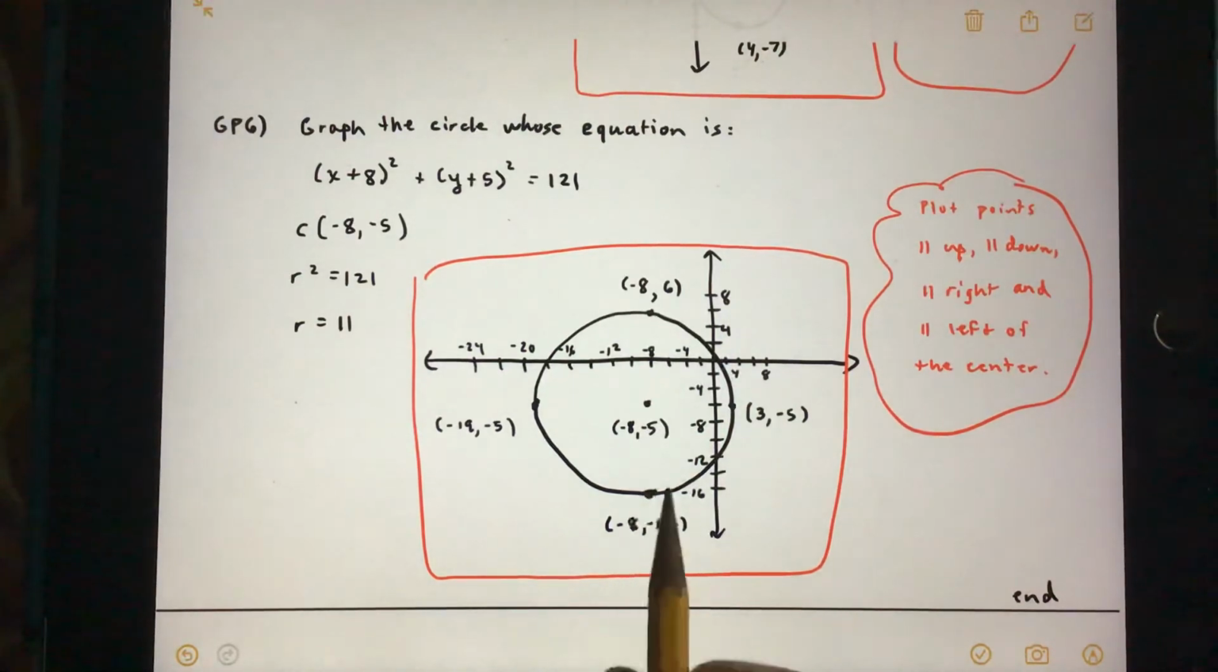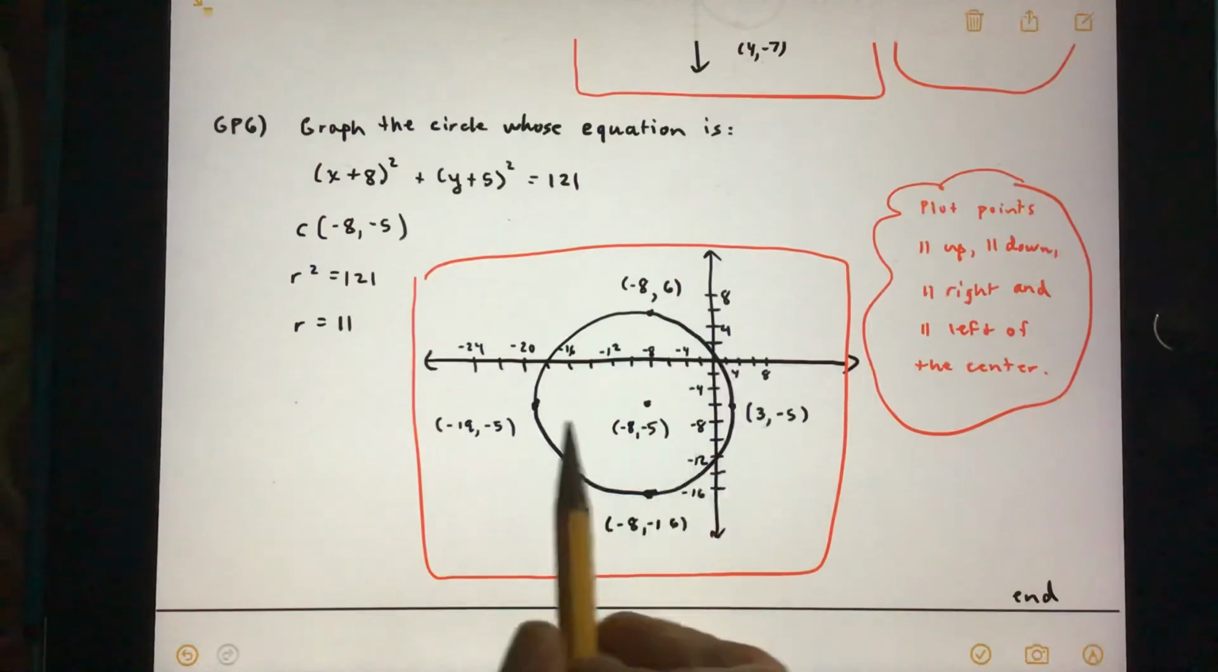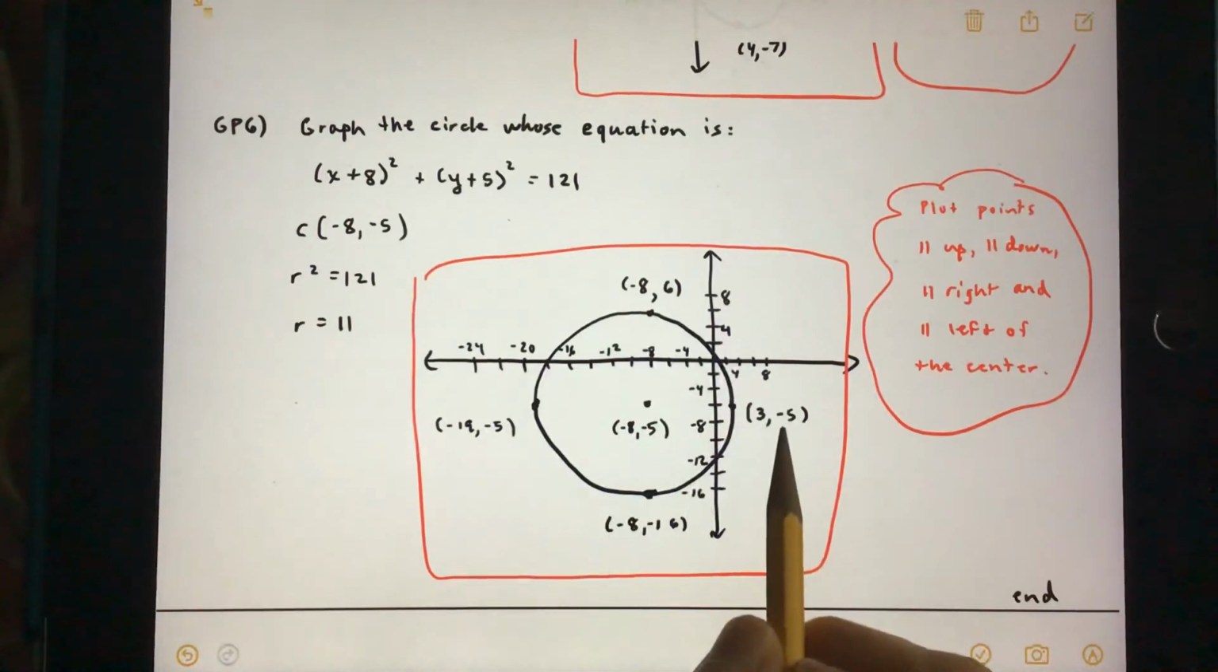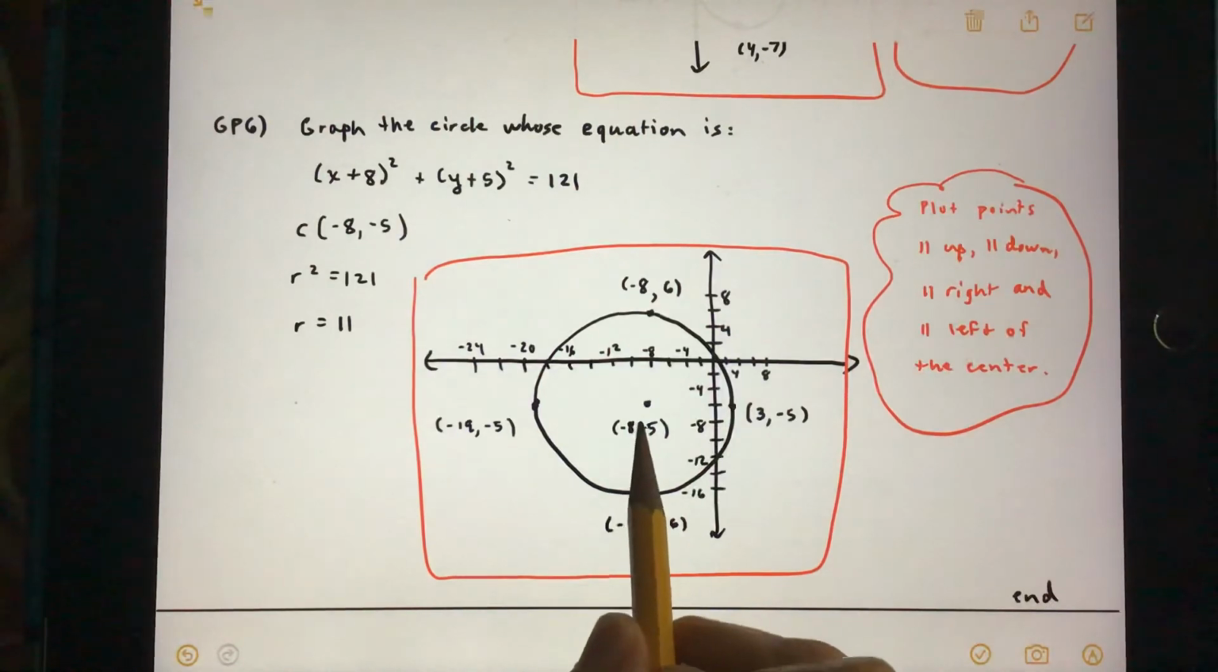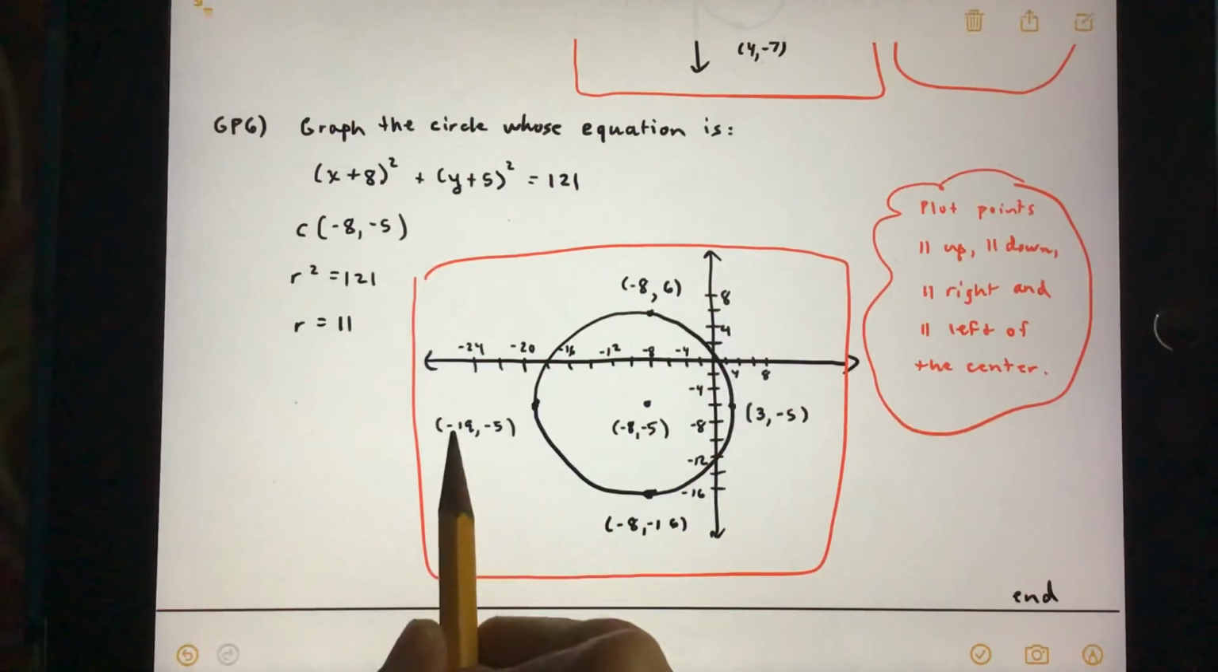Remember to get the coordinates of my ordered pairs that are to the left and the right. The y-coordinate will stay the same. I'll take my x-coordinate, negative 8, plus 11 is 3. Negative 8 minus 11 is negative 19.